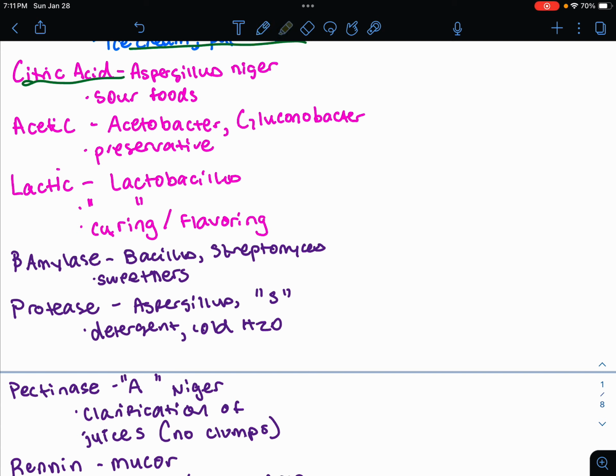So we have 3 acids here. Again, citric is for sour. This is from Aspergillus. Acetic acid is from Acetobacter. Again, in the name, acetic acid and then Acetobacter. And also from Gluconobacter. Lactic, we have it from Lactobacillus. Again, lacto in that genus name implies that it has something to do with lactic acid. Then that's used for curing and flavoring.